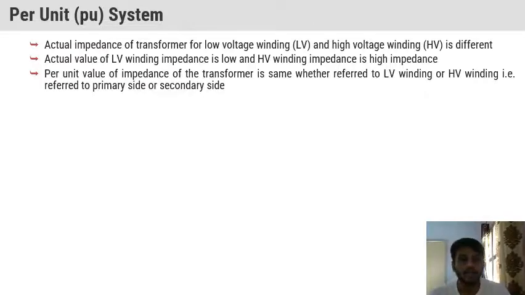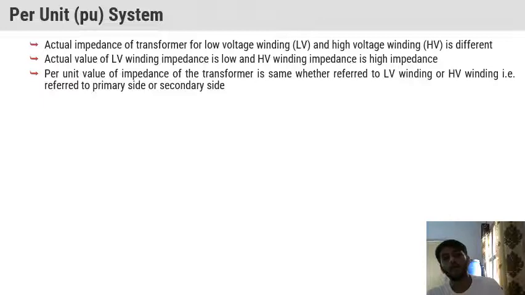Okay. Then we have the actual impedance of a transformer for the low voltage winding system. LV and HV are different. Okay, in the actual system, the actual value of LV winding impedance is low, and HV winding impedance is high. Okay, so this is the fact about the impedance of the transformer.